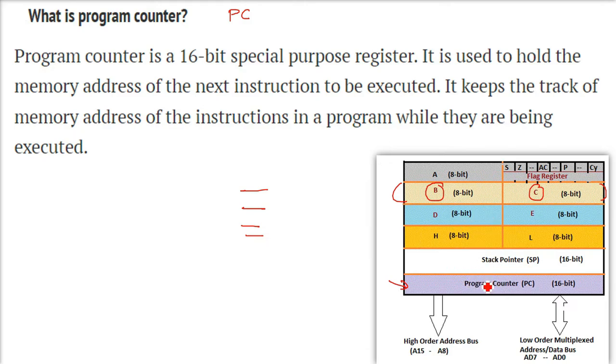When we have a program, this special purpose 16-bit register, the program counter, holds the address of the next instruction while we are working on the current instruction. You can say the program counter holds the memory address of the next instruction to be executed.